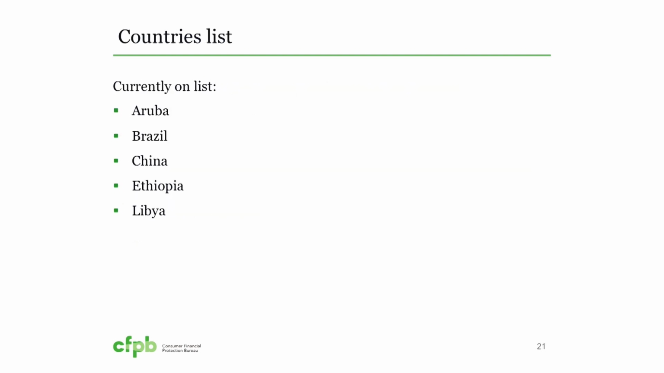The Bureau has published a safe harbor country list providers can rely on for purposes of the permanent exception, unless the provider has information that a country's laws or the method by which transactions are conducted in that country permit a determination of the exact disclosure amount. The countries list is available on our website at the link provided. Currently on the countries list as of July 2013 are the following countries and other areas: Aruba, Brazil, China, Ethiopia, and Libya.